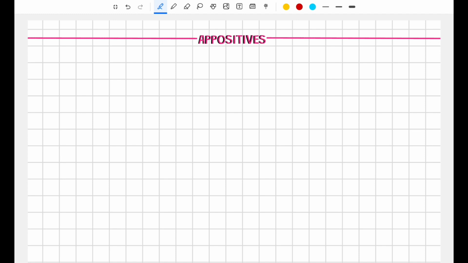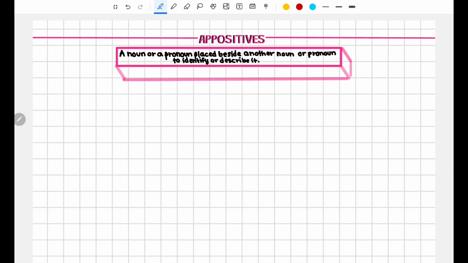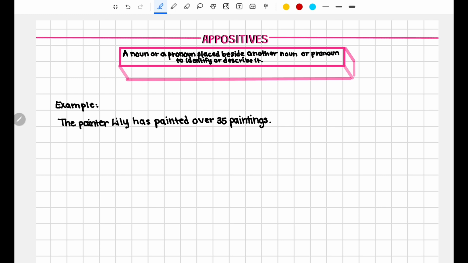So let's get started. An appositive is a noun or a pronoun that's placed beside another noun or pronoun to identify or describe the main noun or pronoun. In the sentence, "The painter Lily has painted over 35 paintings," the appositive Lily identifies the noun, the painter.